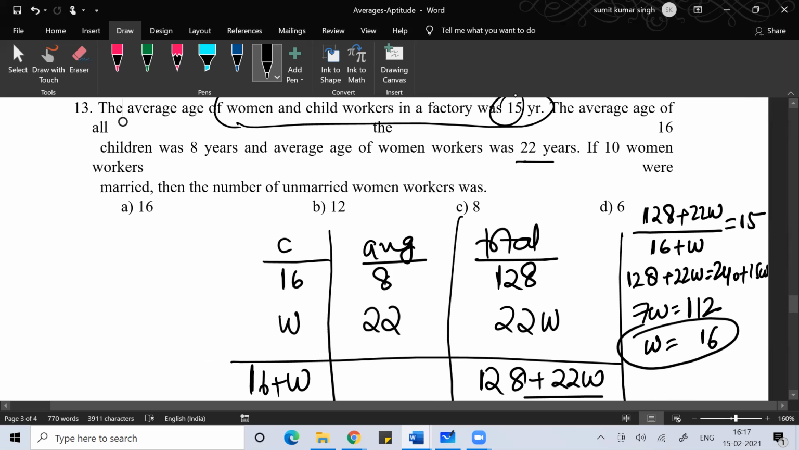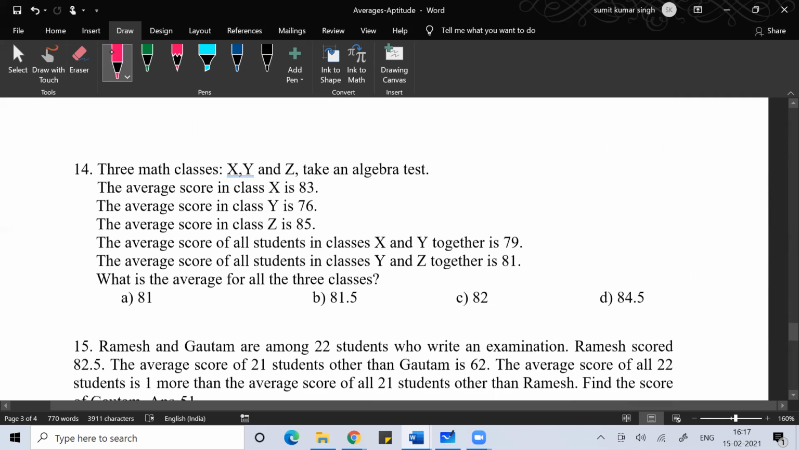If 10 women are married, then how many are unmarried? Total women are 16. Out of 16, 10 are married. So how many are unmarried? 6. So this is a very easy problem, not at all a difficult question.